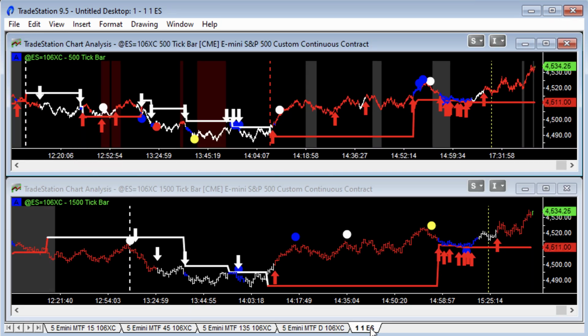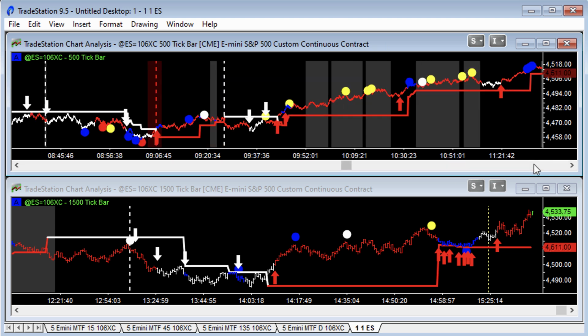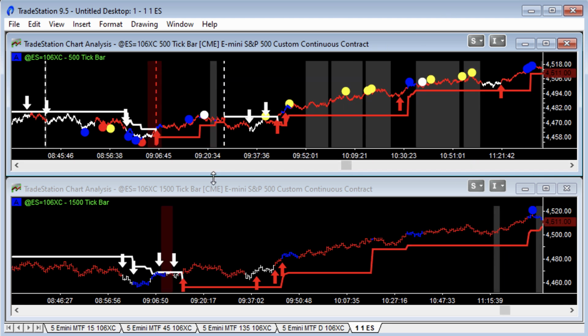Just have a little review of today's tip bar charts because there was good trading today. Hope you caught some of the signals. This is my day trading setup here, the 500 and the 1500 tip bar chart. A little bit squashed up because I put on these scroll bars on the bottom so I can go back and show you what happened this morning.